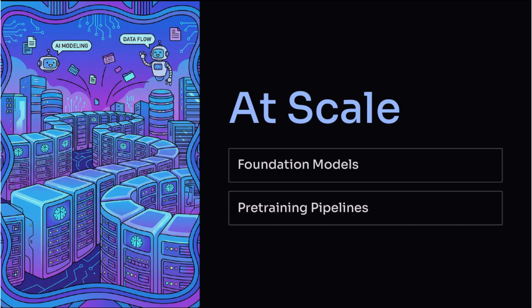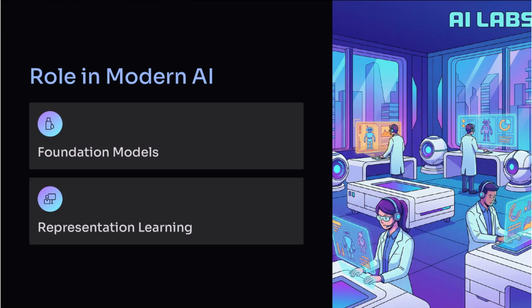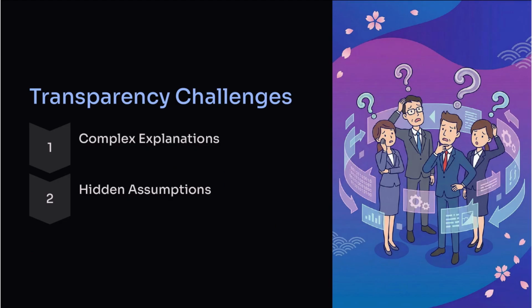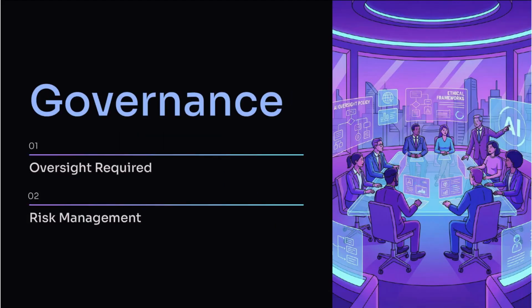A misconception is that it offers free performance gains without risk. Interpretability becomes more difficult due to indirect supervision. Governance mechanisms must address reduced transparency. Monitoring helps contain errors and prevent runaway feedback loops. Maintenance includes retraining and reassessment as data evolves.